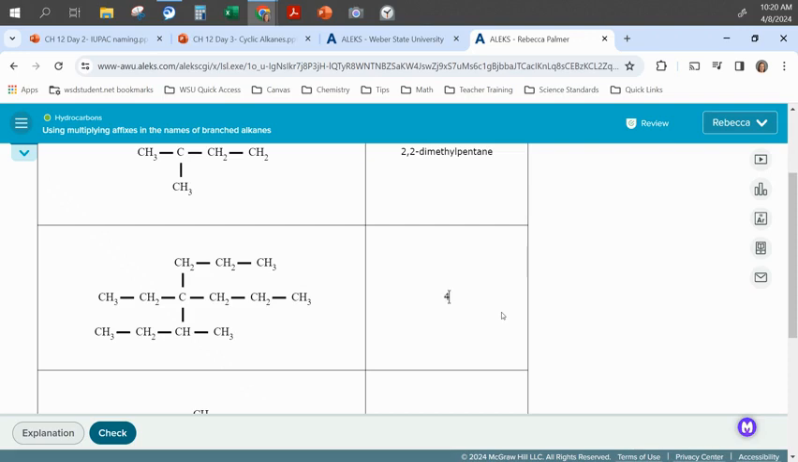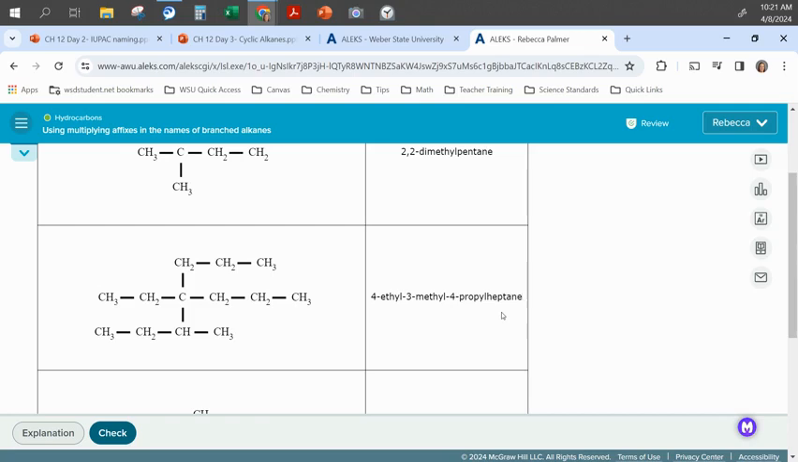We have 4 dash ethyl dash 3 dash methyl dash 4 dash propyl. This is a normal propyl. Oops, make sure you spell it right. Propyl. And then heptane is the main chain.